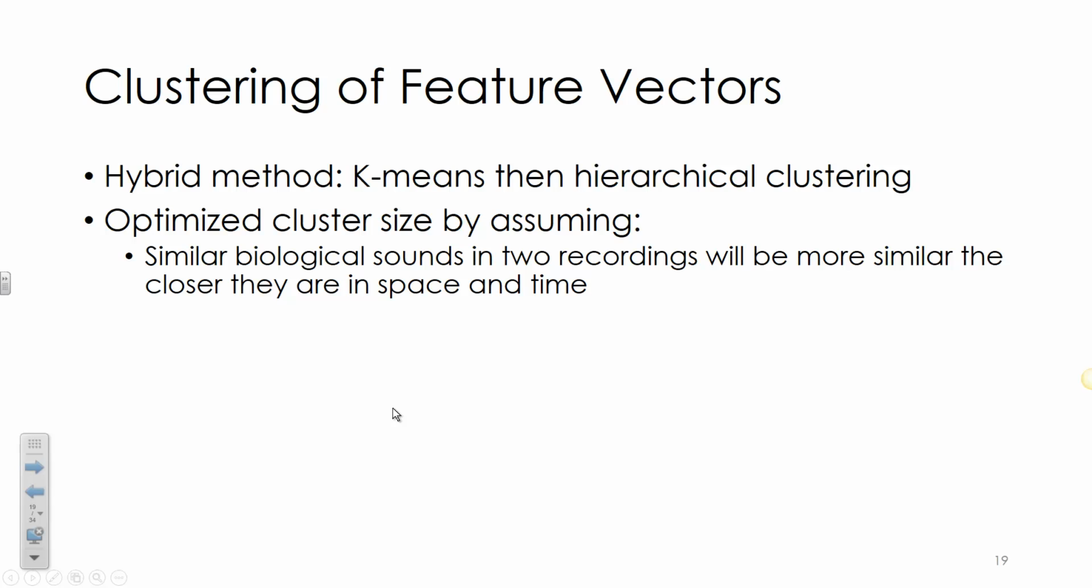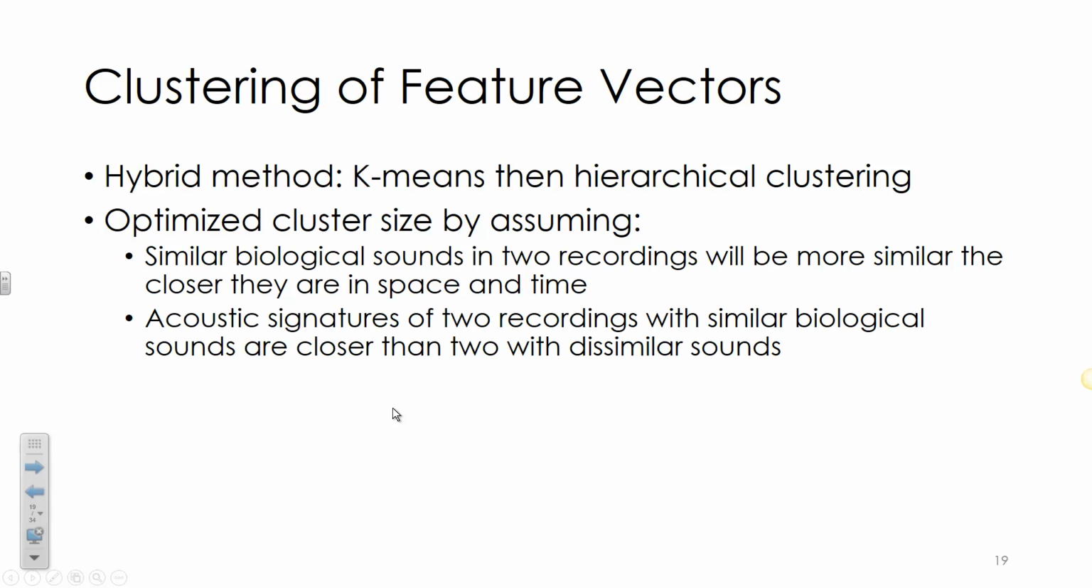They then used that feature vector to cluster, and so they had this hybrid method where they did k-means clustering and then hierarchical clustering to try to pull out the different groups of animals of interest. And so they optimized their cluster size by assuming that similar biological sounds in 2 recordings would be more similar the closer they are in space and time. So if they're from the same site and have the same types of animals, those recordings would cluster closer together. And then acoustic signatures of 2 recordings with similar biological sounds would be closer than 2 with dissimilar biological sounds.